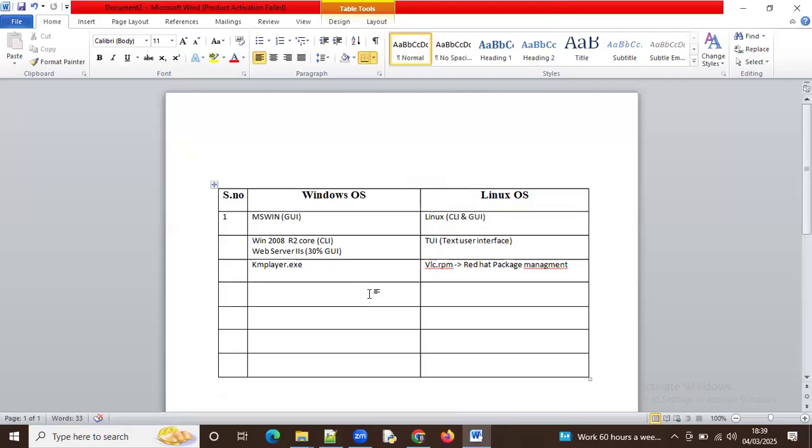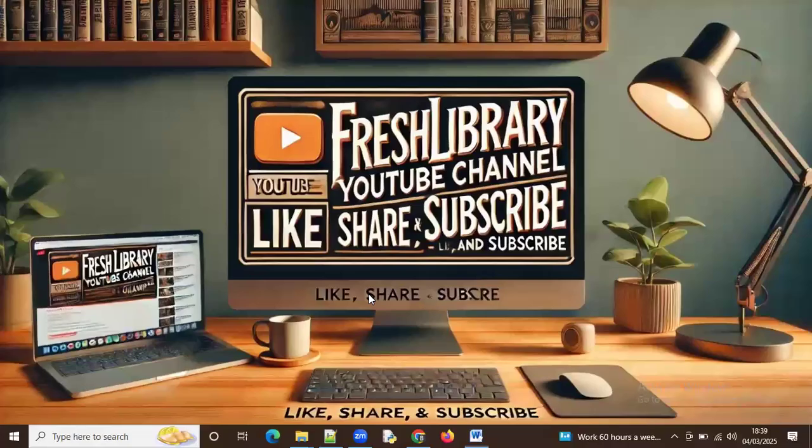Let's see a real-time example. If you want to use an OS on your laptop, at that time what will you choose, Windows or Linux? Most people will choose Windows only. Why? Because Windows is a graphical user interface. That means we don't need to provide any commands to interact with the application.